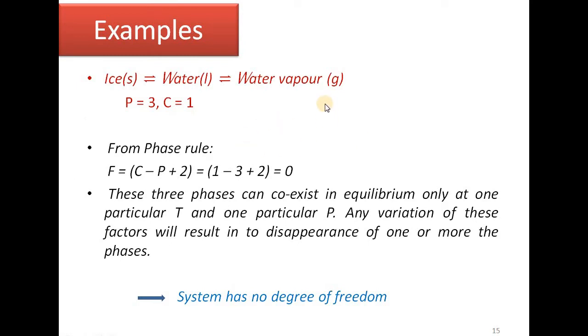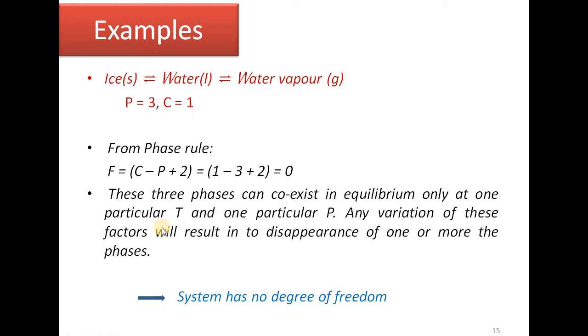For example, we have a water system in which three phases are in equilibrium: ice, water and water vapor. So in this case, phases are three and the component is one. The component is only water, so component is one. Using the phase rule, we will see the degrees of freedom are equal to 0. So in the case of the water system, when all three phases are in equilibrium, the degrees of freedom will be 0. It means out of temperature, pressure and composition, everything is already fixed in the water system.